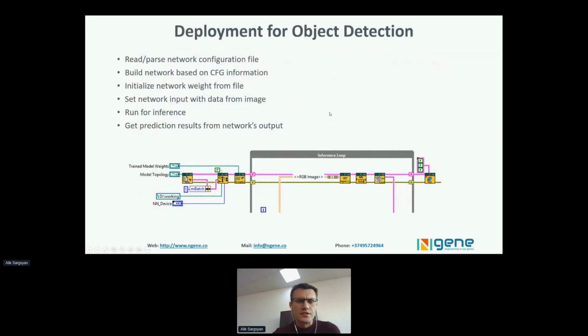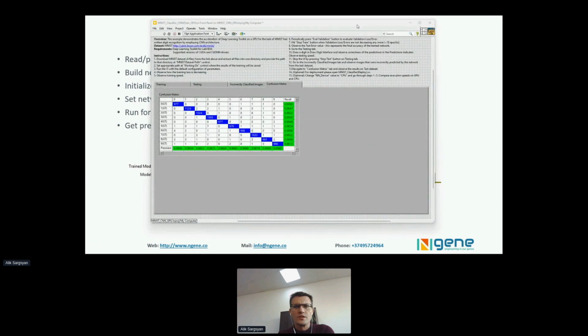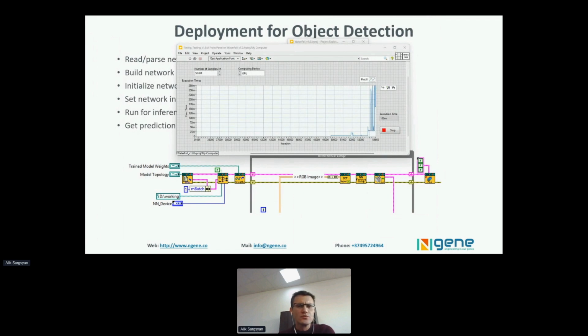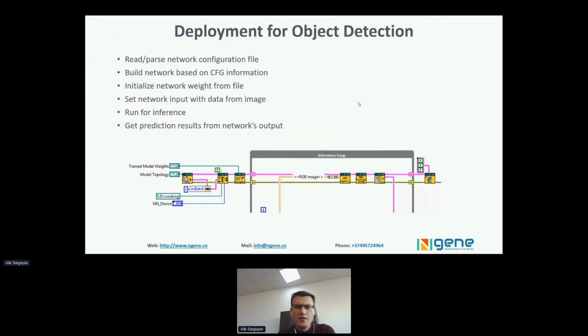Okay, so let's continue. This is a snippet of code which demonstrates how to use the toolkit for the inference process for object detection. Again, we are creating the network, feeding the input, running forward propagation, getting the prediction from the last layer, and parsing that information in order to get the bounding boxes and classification results.